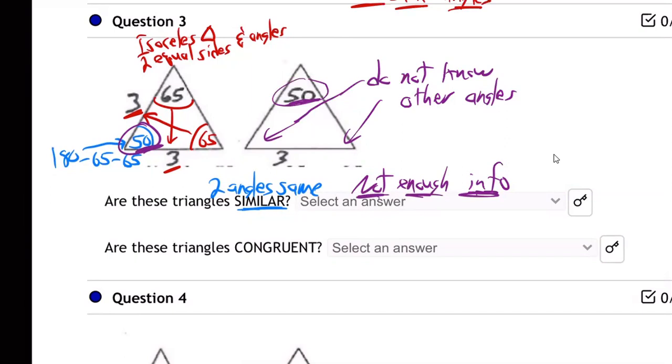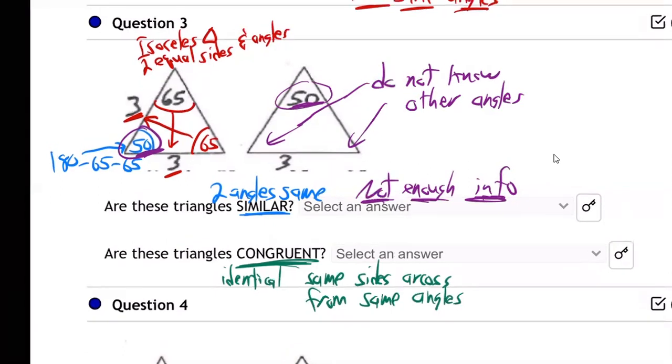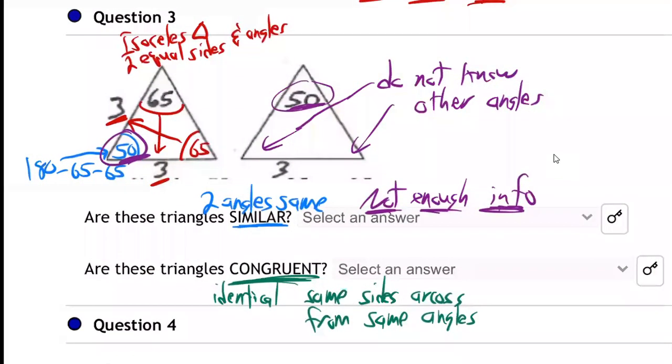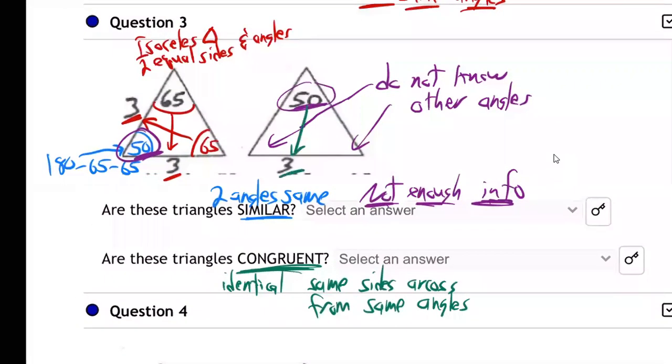So what does that mean about congruence? Are they identical? Remember, congruent means identical, which specifically means same sides across from same angles, right? To be identical, you got to be identical in every way, which means you have the same sides across from the same angles. Can we say that? Or can we rule that out? We have a 50 across from a 3. And here we have a 65 across from a 3.